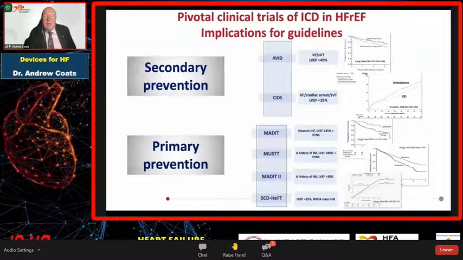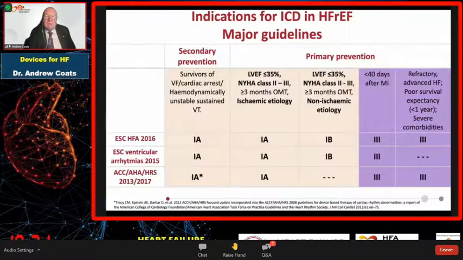Now, we know in established guidelines, there are two major devices that are well established, and that is ICDs. Pivotal clinical trials have shown the benefit in certain circumstances in secondary and primary prevention of sudden arrhythmic cardiac death, but often measured by total cardiovascular mortality. So we get guidelines that are fairly consistent there.